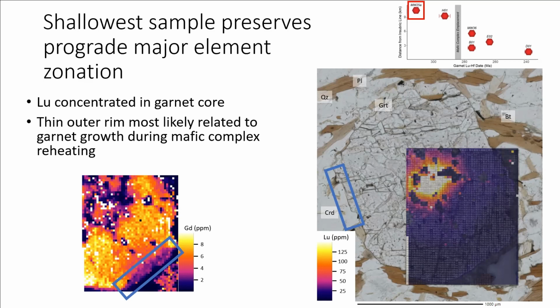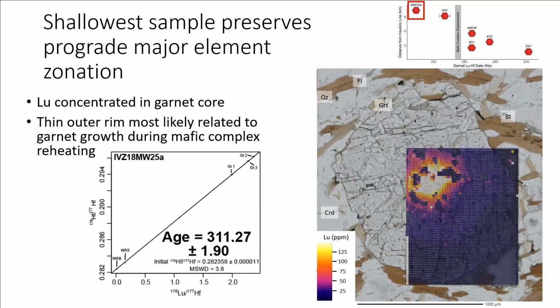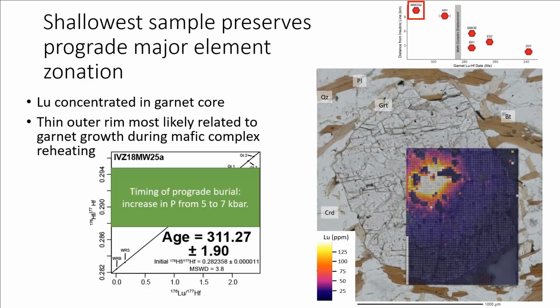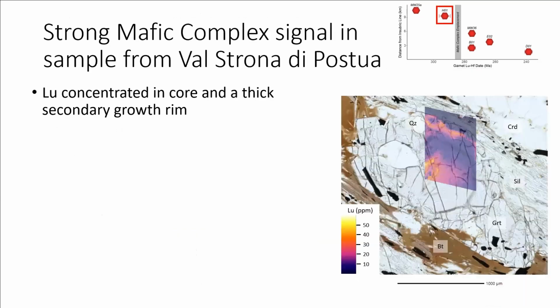Due to garnet's euhedral edges with low pressure phases such as cordierite and the low pressures we get out of the isoplex from this sample, we're interpreting the rim as being a second phase of garnet growth related most likely to heating during Mafic complex emplacement. We do get a slightly elevated MSWD from the sample, just above 1, so the thin rim could be the cause of that. But overall, we're interpreting the date of 311 that we get from the sample to record the timing of prograde burial and an increase in pressure from 5 to 7 kilobars at the top of the section.